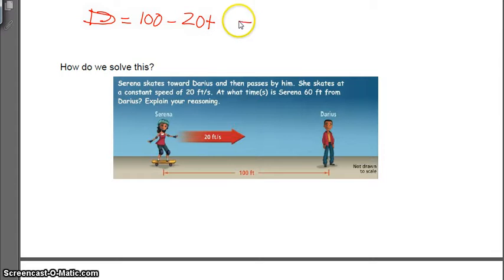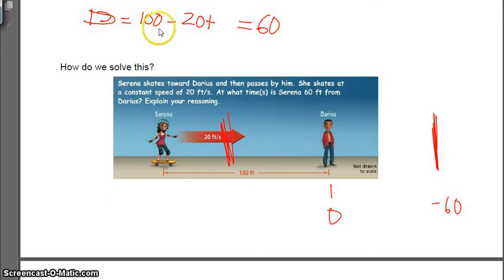So we could just say that would be equal to 60, but that would only actually give me one value. Because Serena's going to hit a point out here where she's 60 feet from Darius, but then if she keeps going, she'll hit a point out here where she's also 60 feet from Darius. So really, judging by what we have right now, Darius is like our 0, and this would be our negative 60. So what we're looking for here is at where will 100 minus 20t be 60 or negative 60?